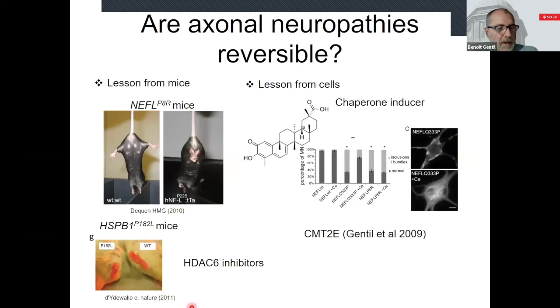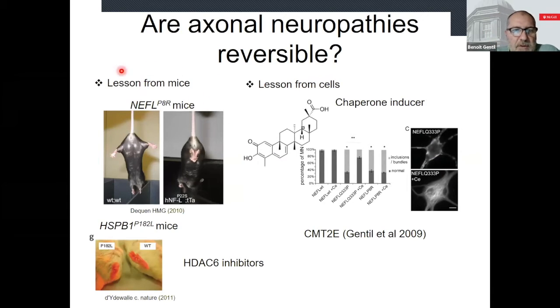So another aspect of axonal neuropathy that was very interesting and excited a lot of people in the field came from several publications. And this set of data was suggesting that axonal neuropathy could be reversible.